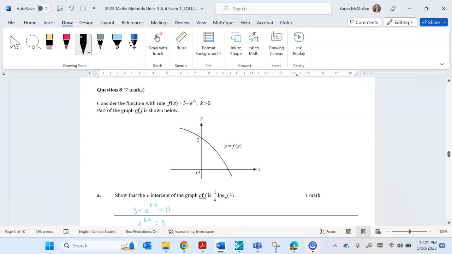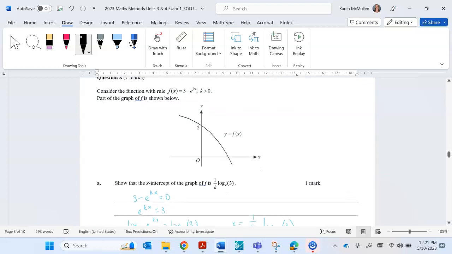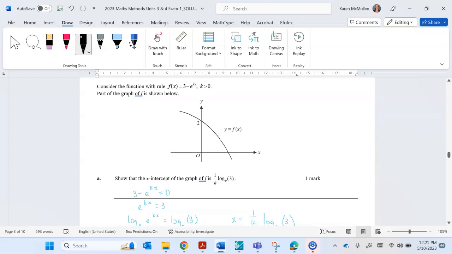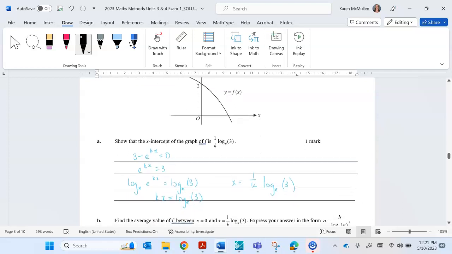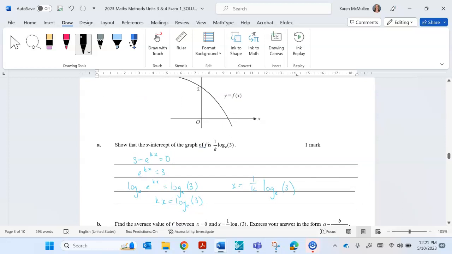All right, question number 8. So we've got this function here, an exponential function. Show that the x-intercept of the graph is 1 over k log base e of 3. So remember, in any show that question, we just pretend that the answer is not there. You need to basically read that as find the x-intercept.